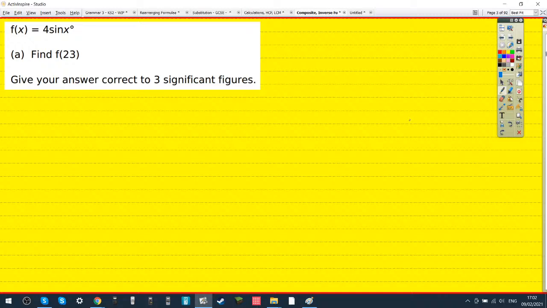So this is a calculator question. Do you have a calculator there? Yeah. So try this one. Tell me if you get stuck. Okay. So 4, 6.